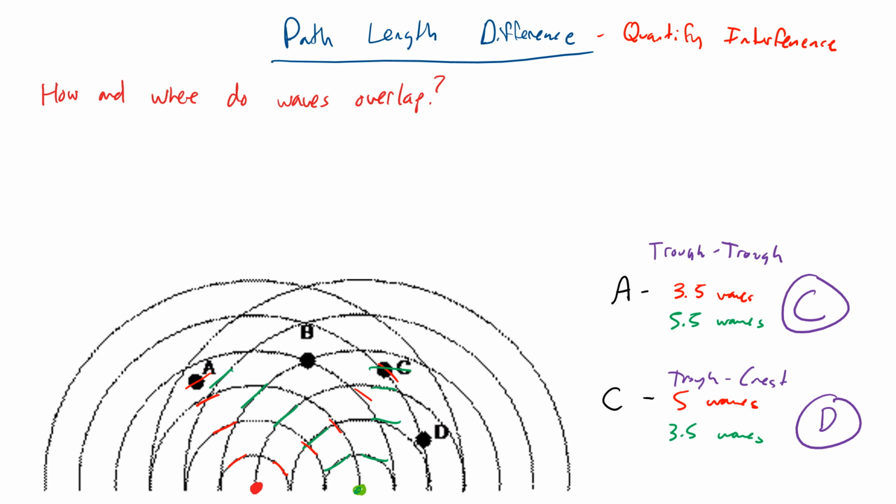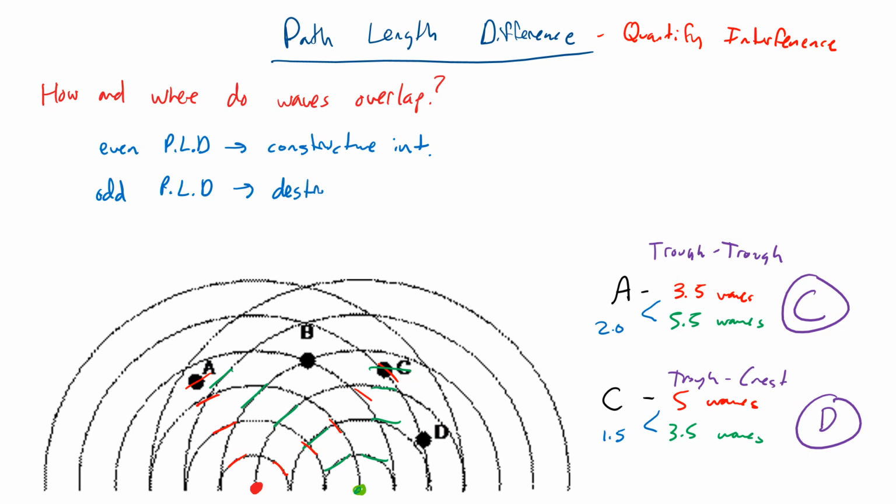It's about the path length difference. So this difference is a difference of 2, whereas this difference is 1.5. So when we have an even path length difference, that leads to constructive interference. And when we have an odd path length difference, or like a half point, 1.5, 0.5, we see destructive interference. That's only for the difference, not the total.